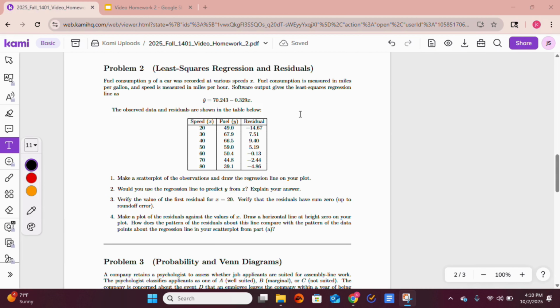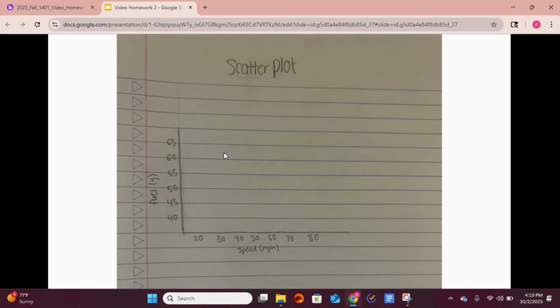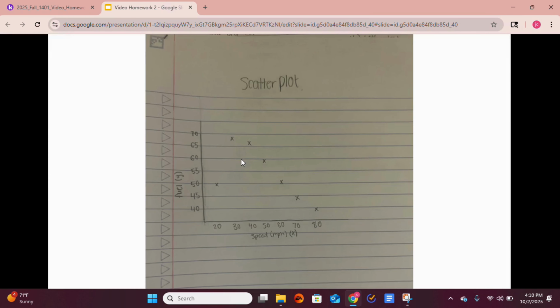The first question asks us to make a scatter plot and regression line based on the data. First step to making the scatter plot is to draw the X and Y lines with numbers that correspond to the numbers in the chart. I went up by 10s for my X line and went up by 5s for my Y line. And make sure to label your lines speed and fuel. I then plotted the X and Y points from the table, but don't worry about the residual numbers yet.